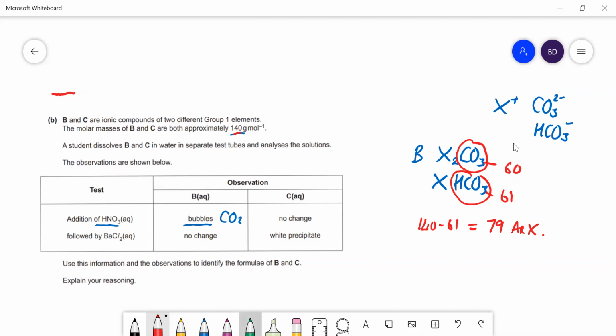I think I'll just put them up here. We've got lithium, about 7. Sodium is 23. Potassium is 39.1. And rubidium is 85.5. Well, it can't be. I think we can rule out rubidium from all of these. It's too heavy, so forget about that. Could it be potassium? Let's do 2 times 39. That's 78 plus 60. That would give us 138. That's about right. So I think that's what we've got there. We've got potassium carbonate. Potassium carbonate is B.